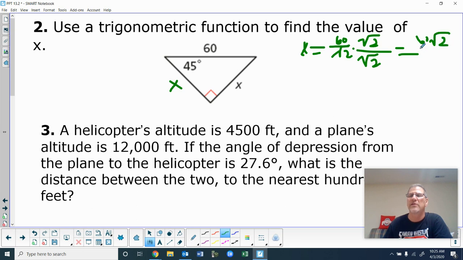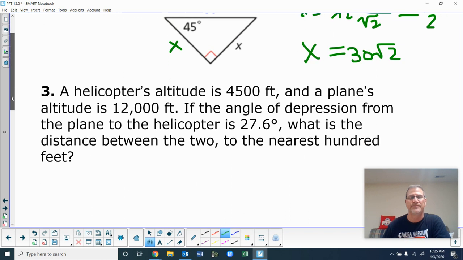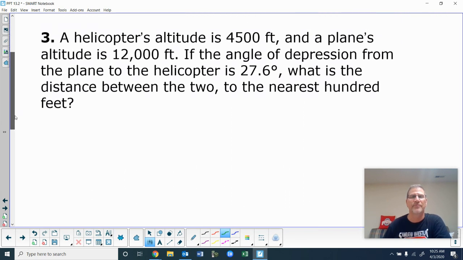Sorry, it's so sloppy. Over 2. And then that's 60 divided by 2. That 60 divided by 2 would give me 30 times the square root of 2 would be our answer. Okay, so that's how I like to do it. And I have it in radical form as well.